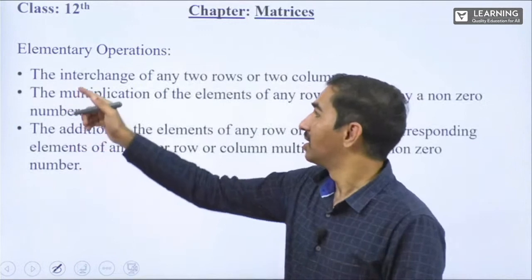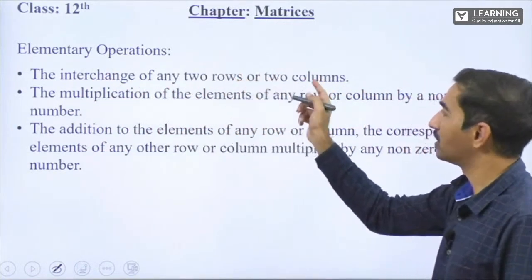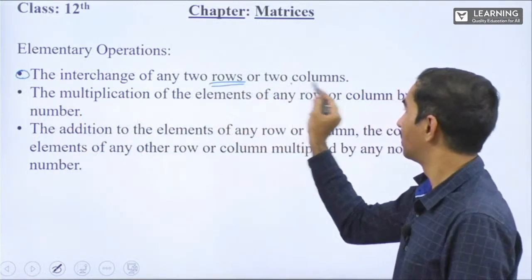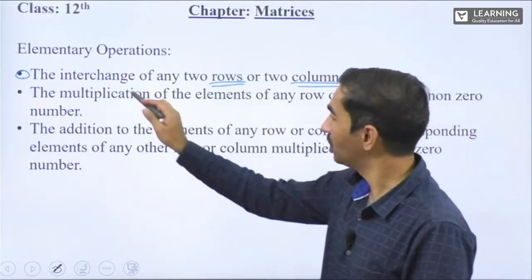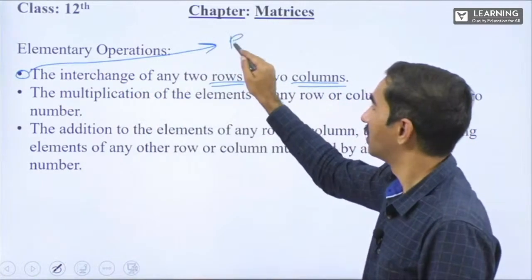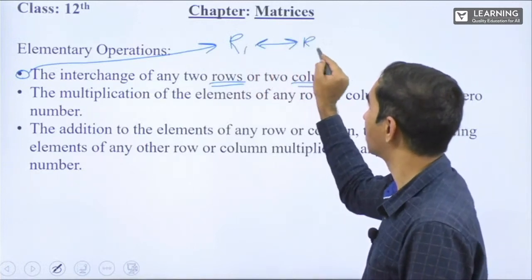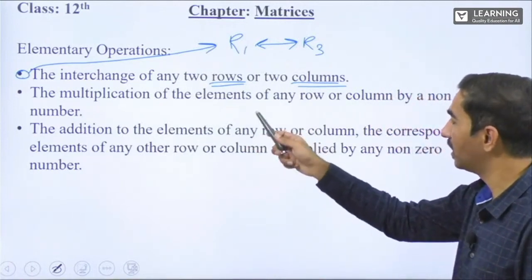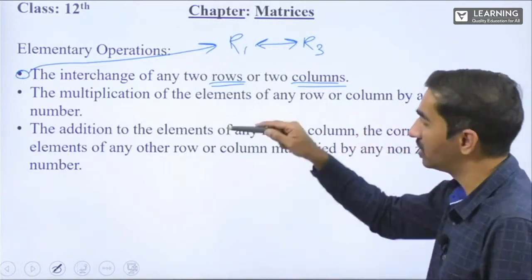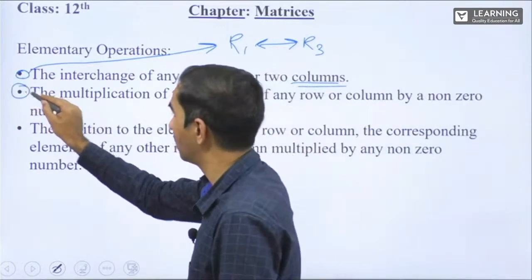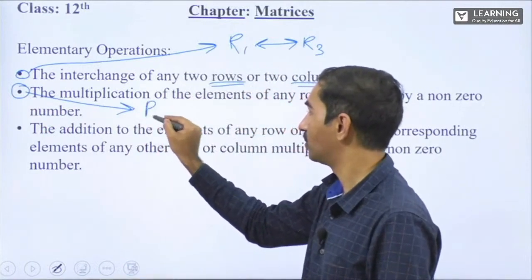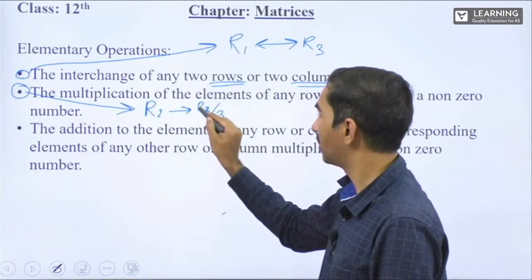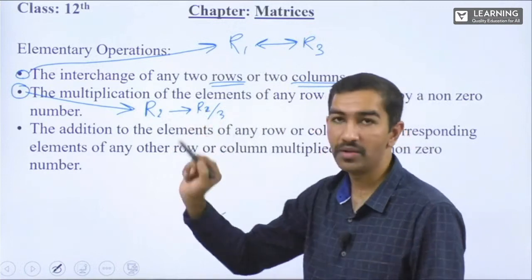The interchange of any two rows or columns is an elementary operation related to rows and columns. How do you represent this, students? R1 is interchanged with R3. Next, the multiplication of the elements of any row or column by a non-zero number. This is expressed as R2 equals R2 by 3, which means the whole of row 2 is divided by 3.